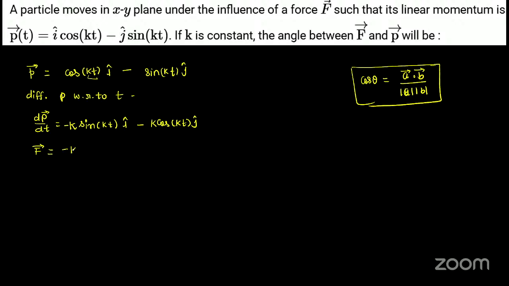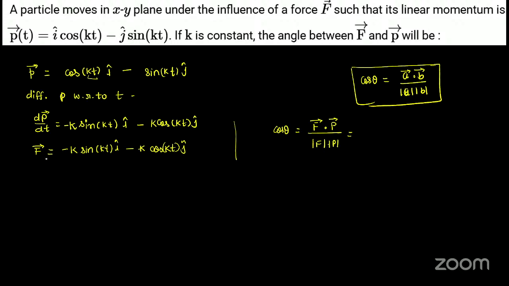This is j cap. This is nothing but the force vector. It is minus k sin kt i cap minus k cos kt j cap. Okay, minus k you can take common also. So here if we want to measure the angle between them, cos theta is equal to f vector dot p vector divided by magnitude of f vector times magnitude of p vector.